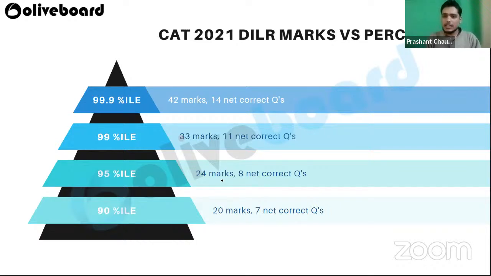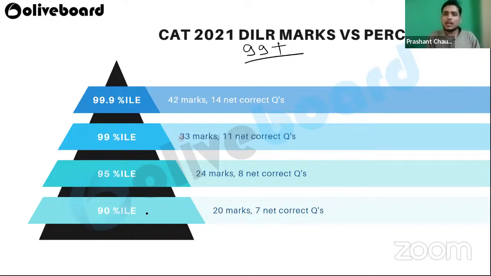Moving forward, now we can mark the percentile that we need. Each one of you has a different level of stability in the DILR. Many of you might be repeating CAT or already 99 plus percentile. Many of you might be first-time CAT takers. So just set your target today.